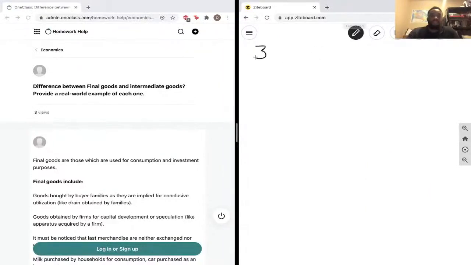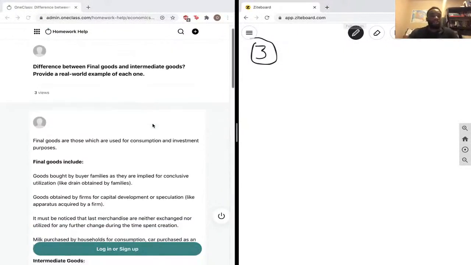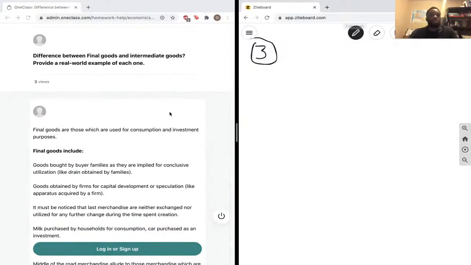to this question number 3. What's the difference between final goods and intermediate goods? Provide a real-world example for each.